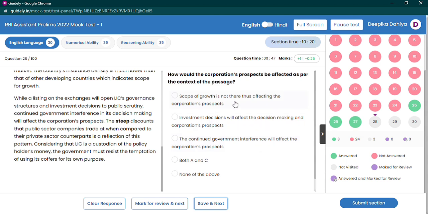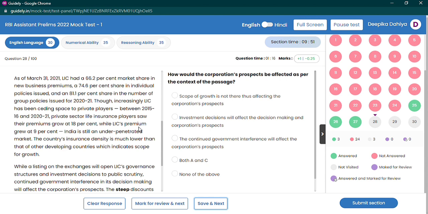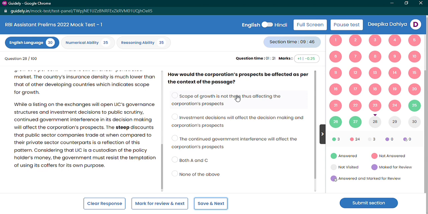Then scope of growth is also here. Scope of growth is not there, affecting the corporate's prospectus. So this is also the reason, that scope of growth we read here, that the growth was more in the private sector, private insurance companies. So this is also the reason. So A and C I think will be the answer.